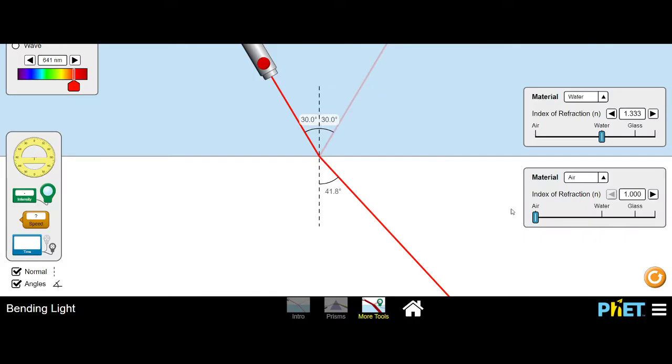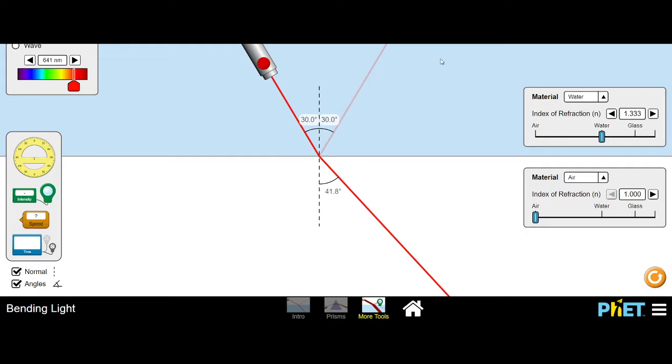So this is a little PhET simulation. There is a red laser that's being shined. It starts off in water. As you can see, the material here is selected as water. And when the light enters a new medium, which is air, it changes its angle. Now we can read these angles. So the angle of incidence is 30 degrees. The angle of refraction here is 41.8 degrees.